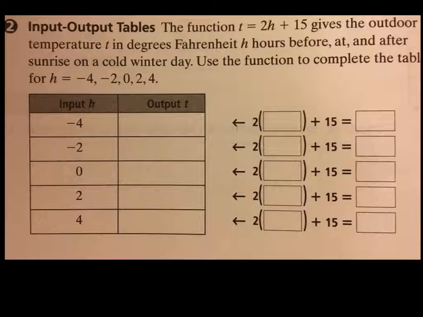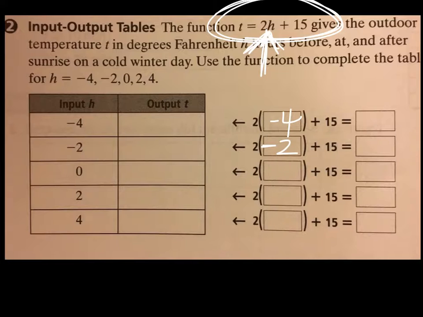Let's look at the next part. The next part is an input-output table. It lists inputs on the left and outputs on the right. And it already has given me the inputs it wants me to use. It gives me my function rule, so I need that. Now all I'm going to do is use my equation, and every single time I'm going to put something new in for H. So in the first one, I'm going to put in -4. In the second one, I'm going to put in -2. In the third one, I'm going to put in 0, 2, and 4. I'm just moving my way straight down this column.